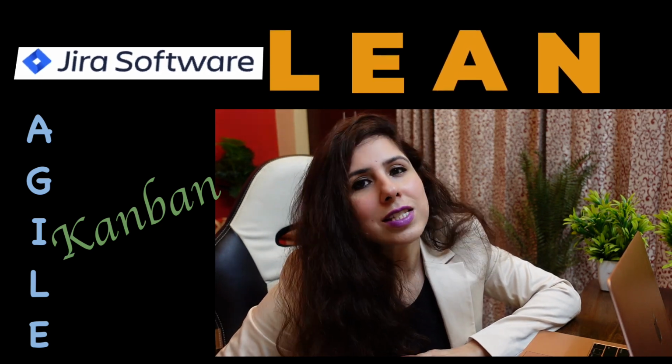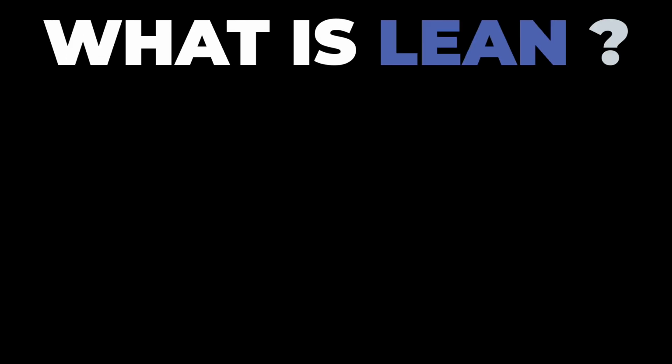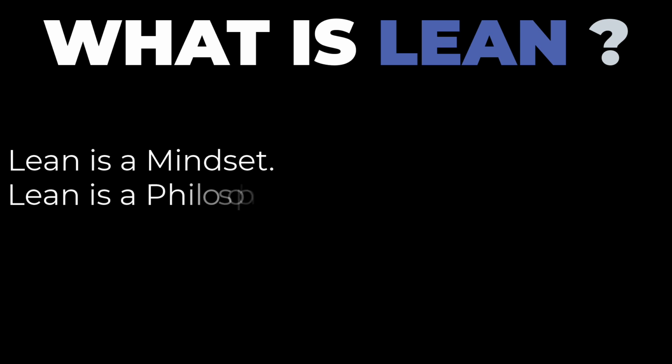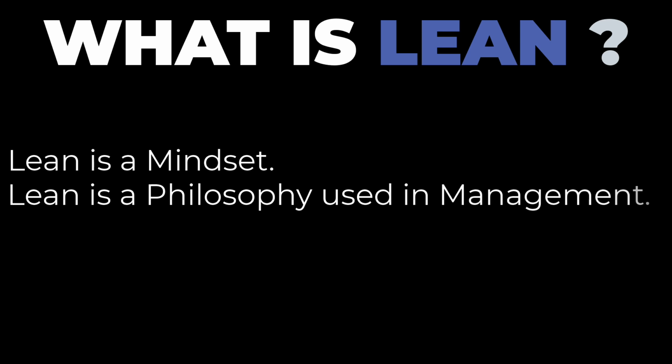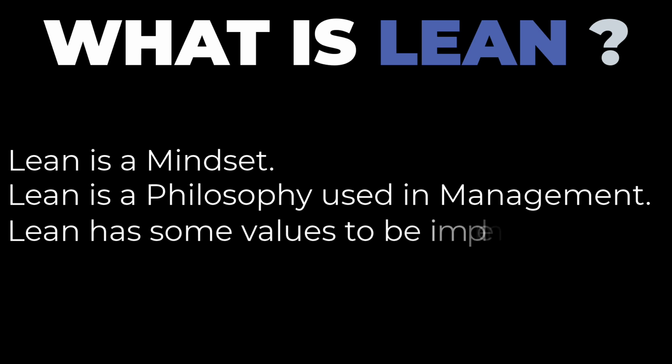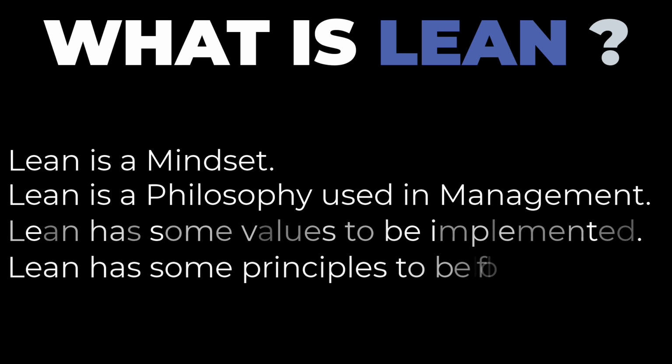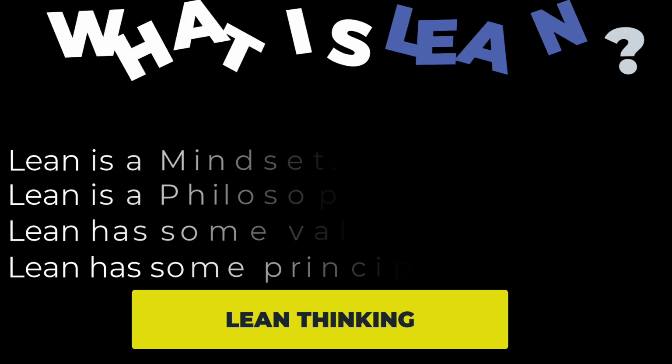For now, let's just focus on lean. Let's start with what is lean. Lean is a mindset. We can say that lean is a philosophy used in management. Lean does not have a set of practices or processes like Scrum, but it has certain values that should be implemented in daily work. It has some principles of its own, and they're also known as lean thinking.